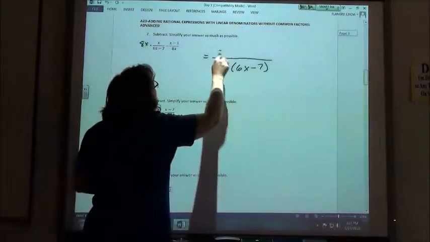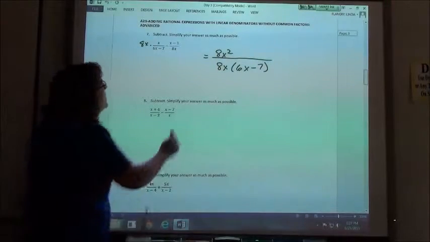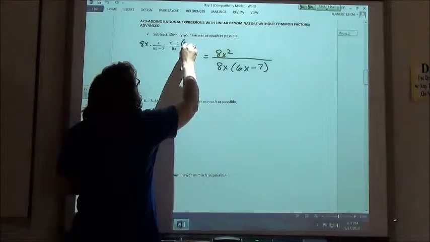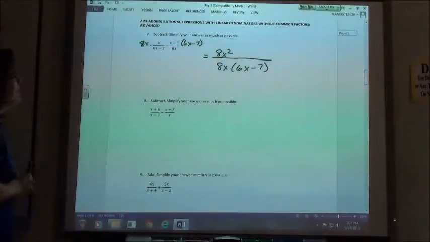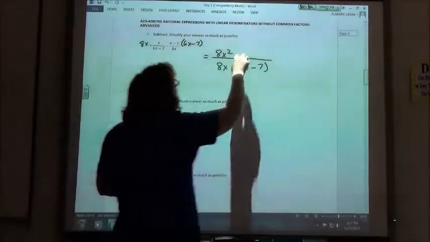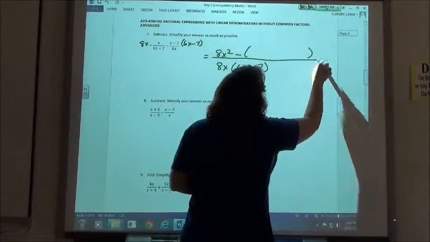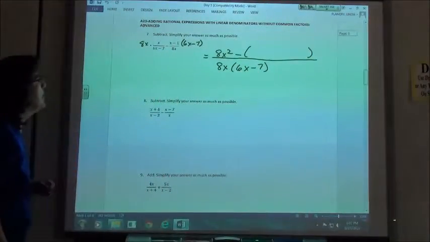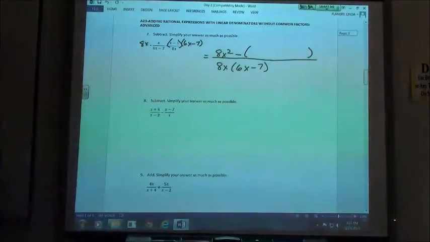So what happens is I end up taking the first one times the 8x. 8x times x is 8x squared. The second one I'm going to take times the 6x minus 7. Again, I've got to keep in mind that that minus sign is in front of that, so I'm going to put the minus and then I'm going to put parentheses because I'm going to want to distribute that negative sign out.